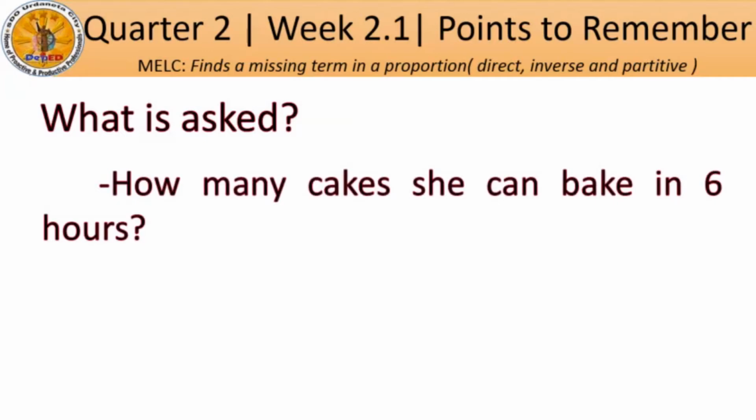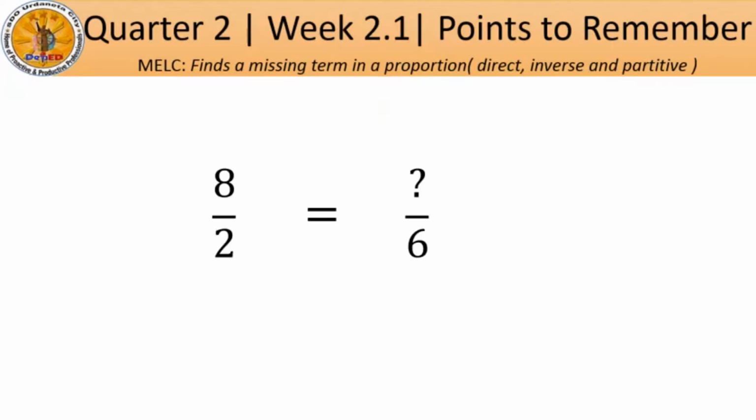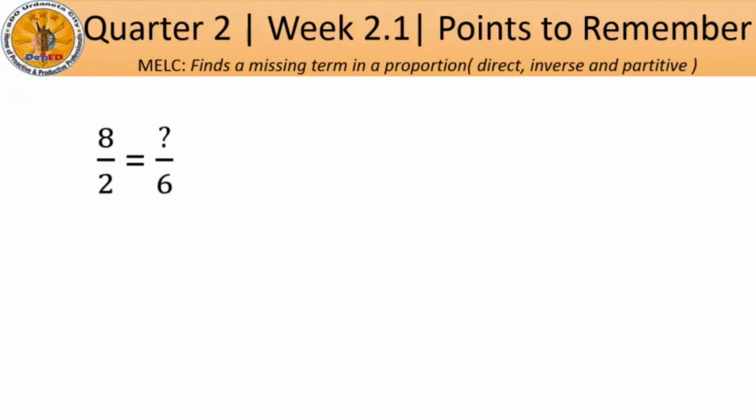So let us find how many cakes Susan can make in 6 hours. From the sentence, we can set our second ratio. Our second ratio is the missing term is to 6. From the two ratios we have, we can set our proportion. So our proportion is 8 is to 2, as the missing term is to 6. What is the missing term in our proportion? Very good. The missing term is the third term.